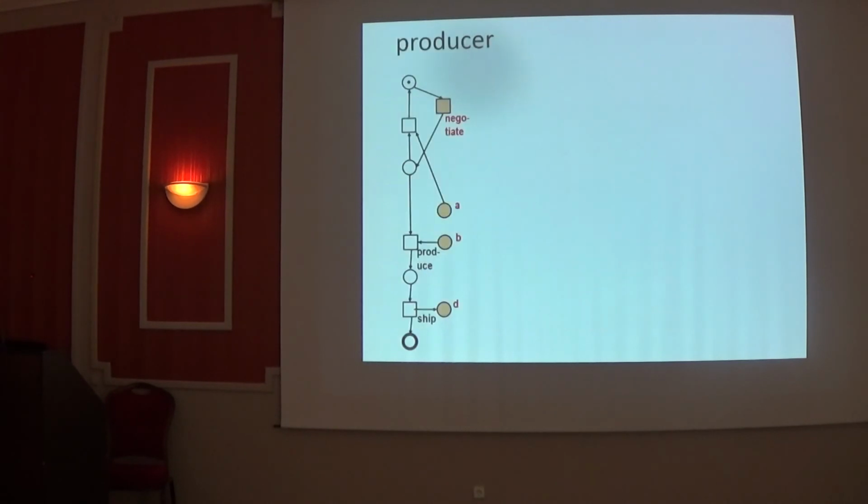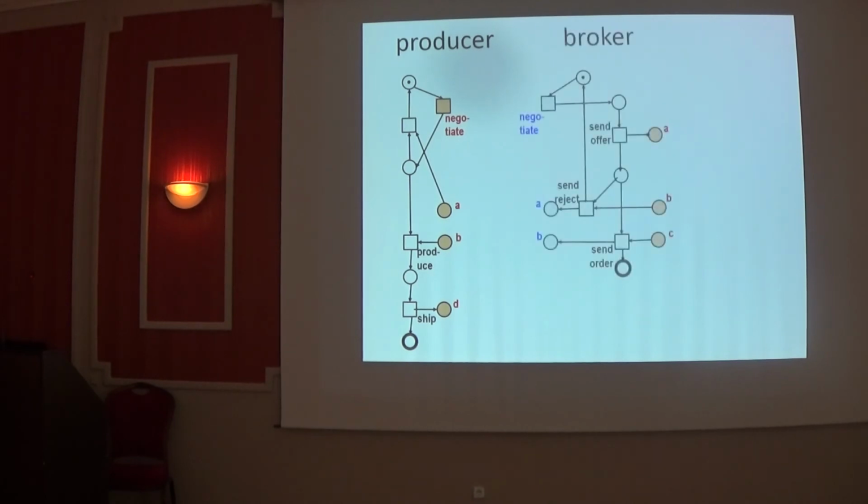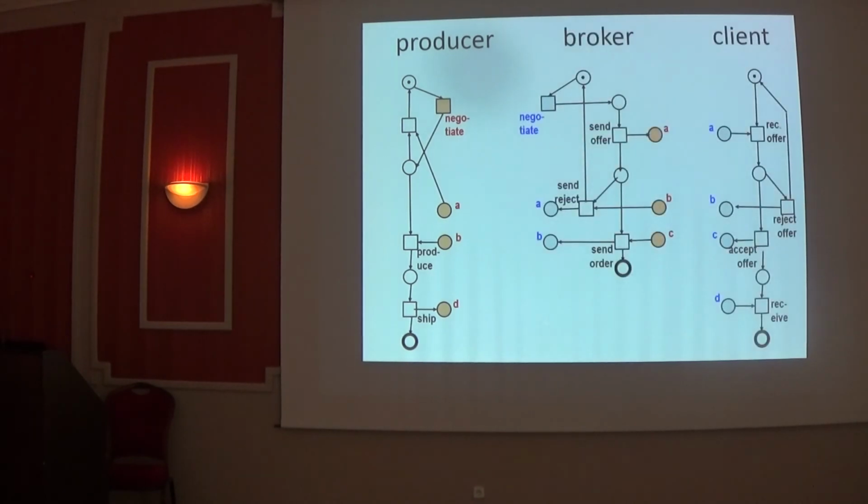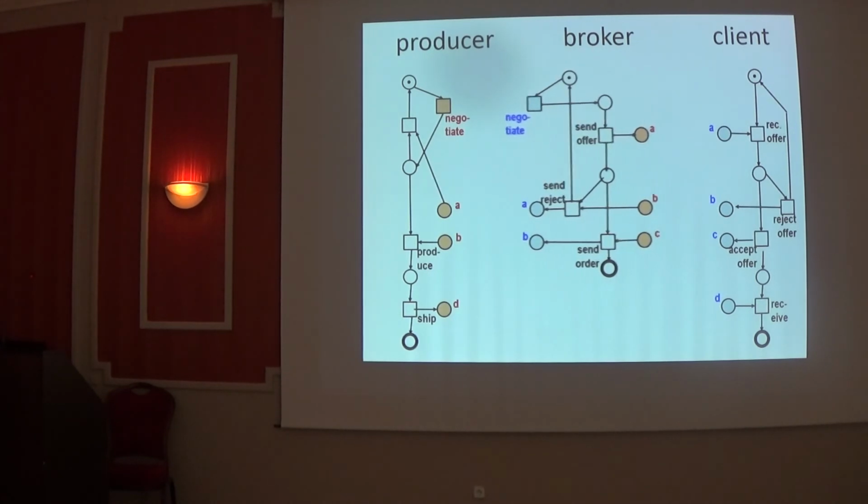Okay. Here is another example, but I don't go into the details. The producer, a broker, and a client, and the only point here is, if you compose this with this, you see they negotiate. So they negotiate by telephone, and then the broker either sends reject or he sends an order. And if he sends an order, the producer will ship something, and you see the shipping has no counterpart in the broker, but only in the client. But that works out very nicely.